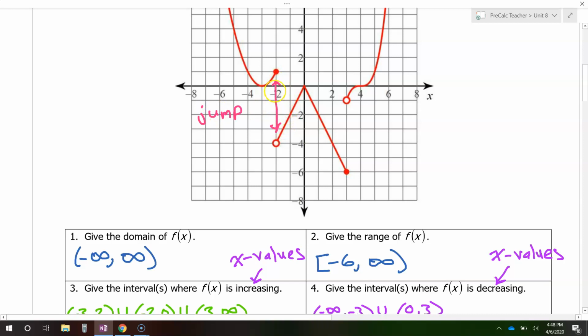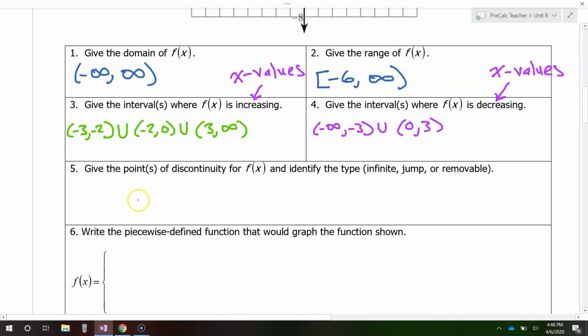And we're going to mention the x value where it occurs. So we would say there's a jump discontinuity at -2. Okay, so we're going to say jump discontinuity at x equals -2. Okay, so that's what a jump discontinuity looks like.